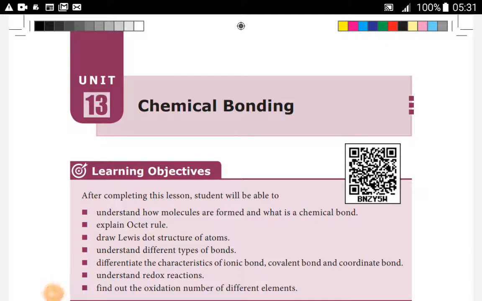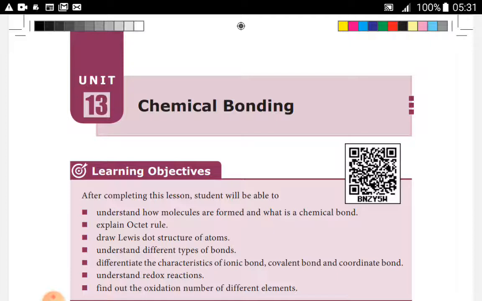My dear students of ninth standard, now we are discussing Unit 13, chemical bonding. Already we have started and discussed up to two or three pages. Now we are going to move further in this chapter. Before that, we are going to discuss some important points from the previous matter.